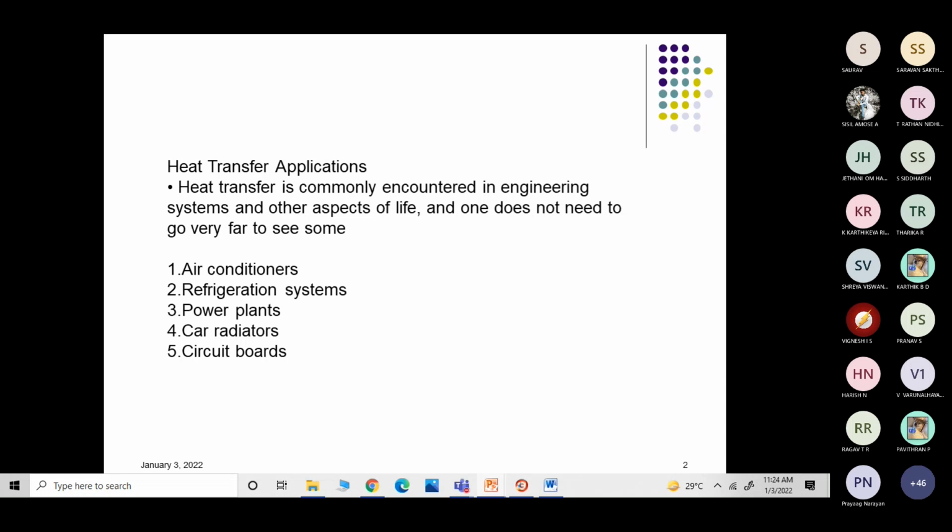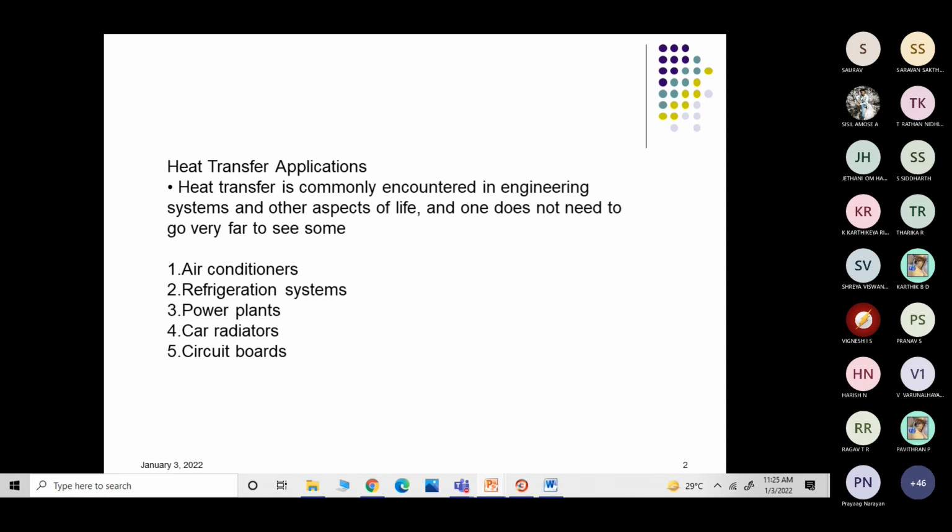Different types of refrigerant are used: dichlorodifluoromethane, R12, R22, R134a, and YF. All those are refrigerants. Similarly in power plants, as I was mentioning, without the knowledge of heat transfer we will not be able to work in power plants, whether it is a steam power plant, nuclear power plant, gas turbine power plant, or diesel engine power plant.